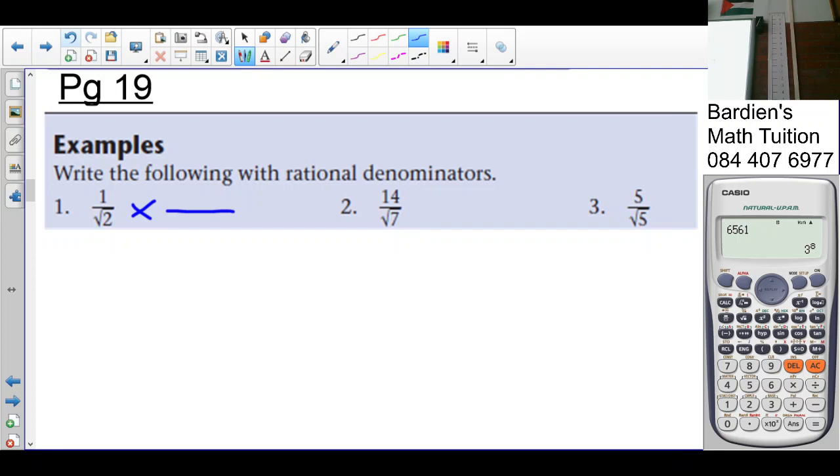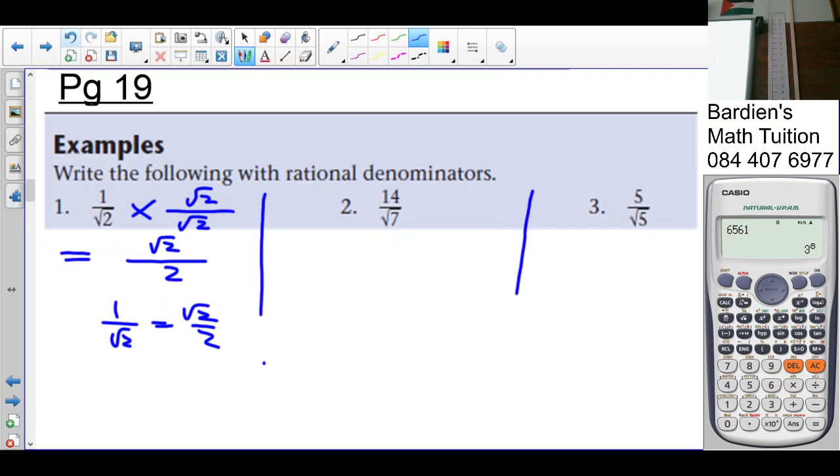So what multiplied by root 2 will give me a rational number? Root 2 multiplied by root 2. So what goes on top? Root 2. Why? Because root 2 over root 2 is 1. Do you understand? So what is root 2 multiplied by root 2? Root 4, which is 2. What is 1 times root 2? Root 2. That means 1 over root 2 is equal to root 2 over 2. Understand?